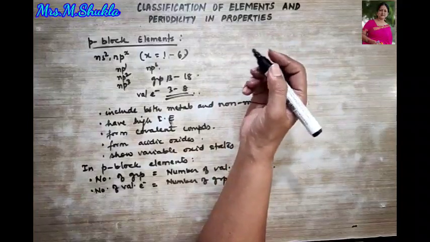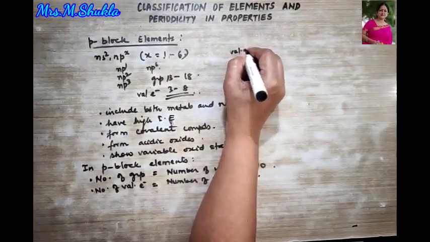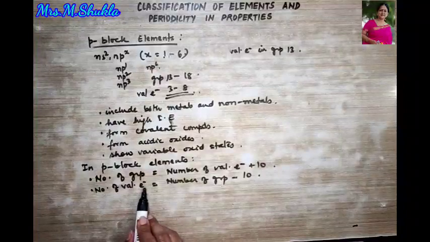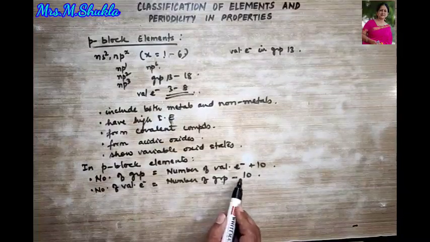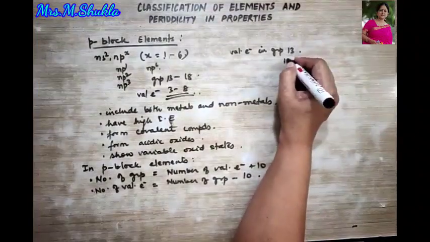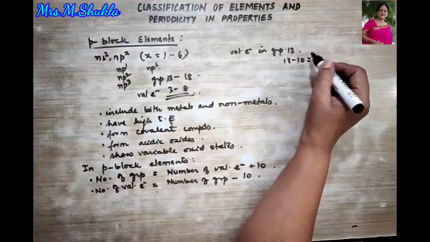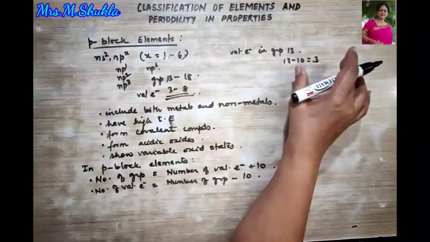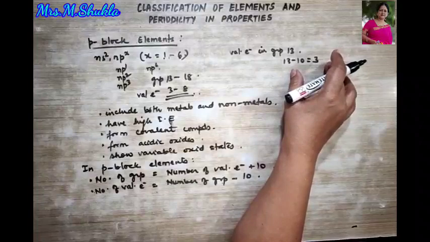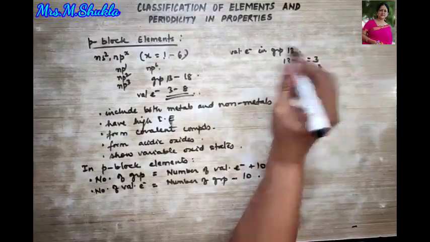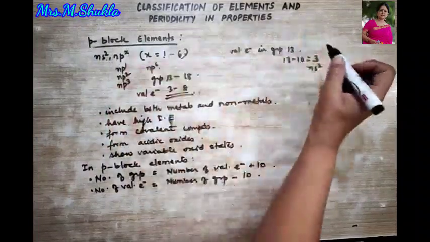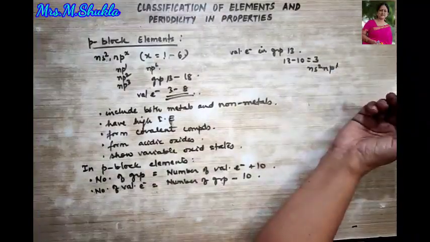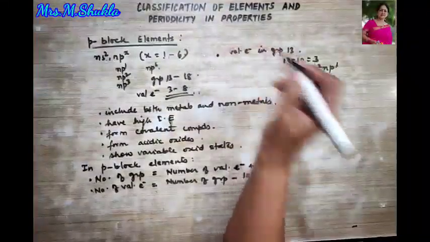The number of valence electrons in group 13. How to find out valence electrons in group 13? What did I say? Number of group you need to know, minus it from 10. So 13 minus 10. So what are the valence electrons in this group 13? They are 3. Right? So what kind of electronic configuration is this going to show you? It is going to show you ns2 np1. 2 and 1 makes it 3. Understood? Let's take another example.